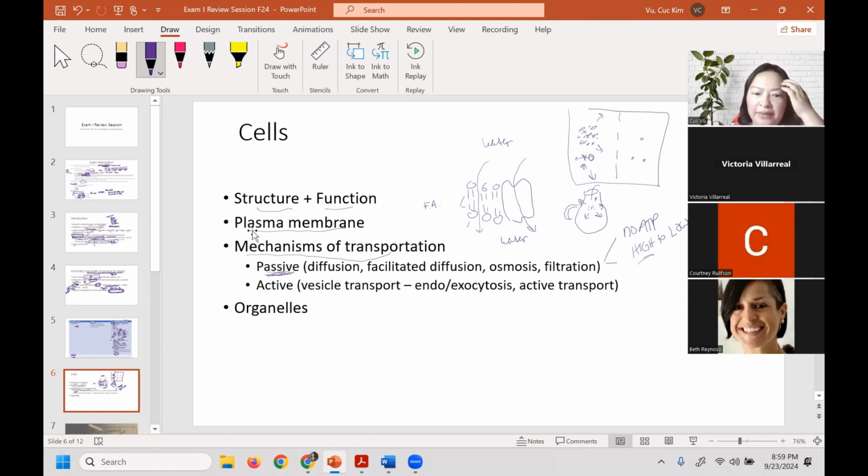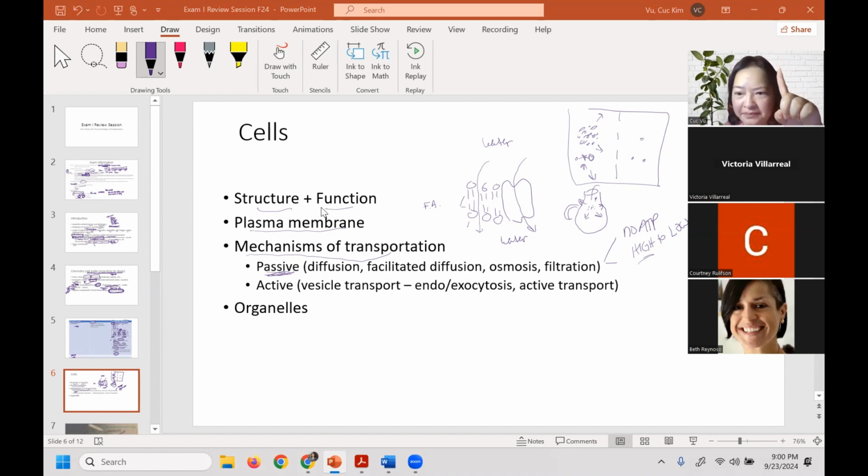Okay. All right. And then the organelles, you all did a great job. The only thing I will say though is that in a lot of your cell videos, a lot of you did not fully mention all the functions of the smooth endoplasmic reticulum. There are 3. And a lot of you did not talk about the function of the rough endoplasmic reticulum. Okay, so let's just clear that right now. So what are the 3 functions of smooth endoplasmic reticulum?